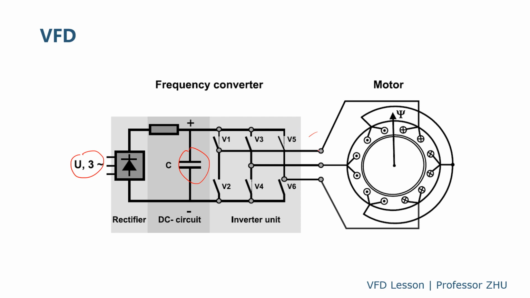The output of the VFD is wired to the three terminals of the motor. The motor can be either an induction motor or a synchronous motor. And by changing the frequency of the VFD output, the speed of the motor can be changed.